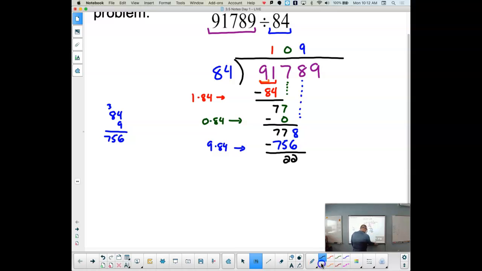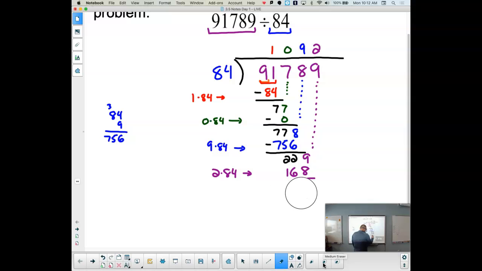And then we bring down the 9. And then we'd say, how many times does 84 go into 229? And that is 2. So then we do 2 times 84, and that's 168. Oops, wrong color. And then we'd subtract, and we'd get 161.